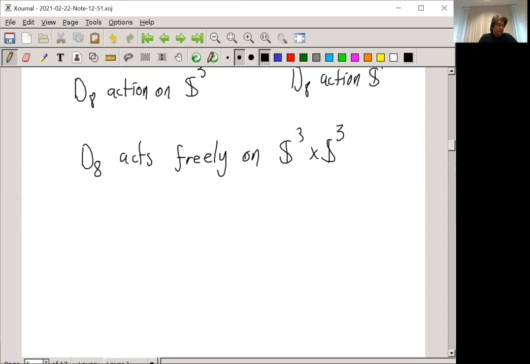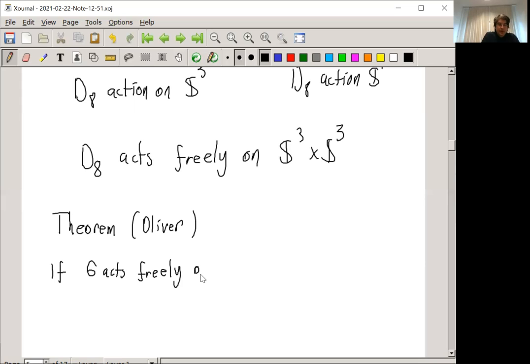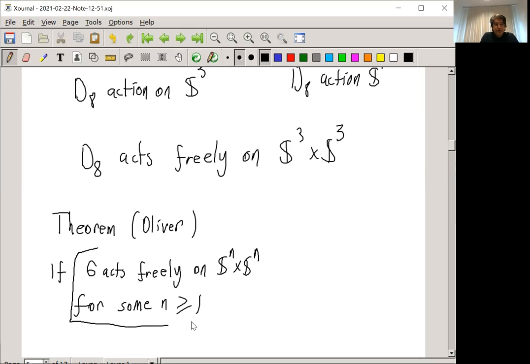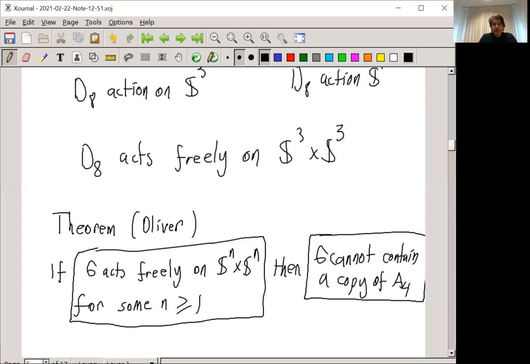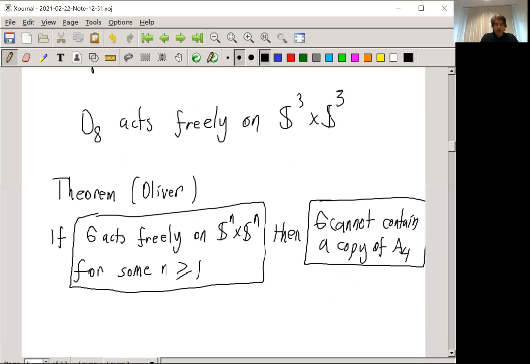Okay, now let's discuss some restrictions. Theorem of Oliver. Oliver showed that if G acts freely on some Sn cross Sn for some n greater or equal to 1, then G cannot contain a copy of A4. So this was one restriction on free actions on Sn cross Sn.